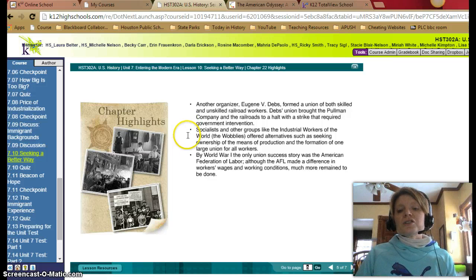Socialists and other groups like the Industrial Workers of the World, the Wobblies, offered alternatives such as seeking ownership of the means of production and the formation of one large union for all workers. By World War I, the only union success story was the American Federation of Labor. Although the AFL made a difference in workers' wages and working conditions, much more remained to be done.